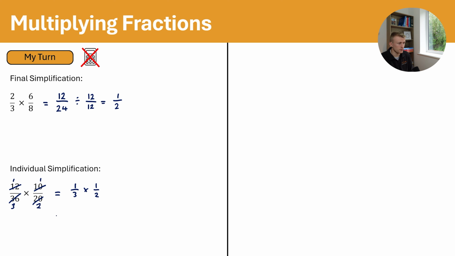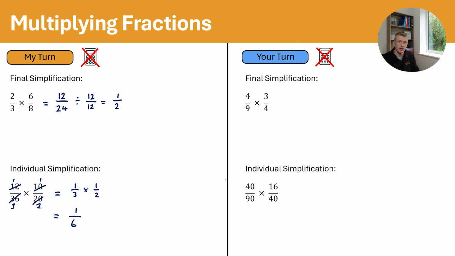I can then multiply those fractions together. 1 multiplied by 1 is 1, and 3 multiplied by 2 is 6. My answer is 1/6. Pause the video, give these two questions a go, and then your answers will be up in a second. Let's run through your answers and see how you got on.